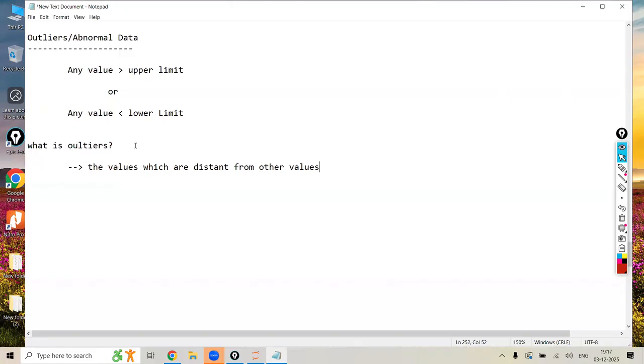Example, in this class, what would generally be the students' age? Age of 22 to 26 or 27, something like this. If a 55 year old person is sitting in this class, is there anything wrong? No, but they are called outliers. Their mindset will be different, their way of learning will be different, their way of understanding will be different. They are called outliers, which are completely far away from the other data points.